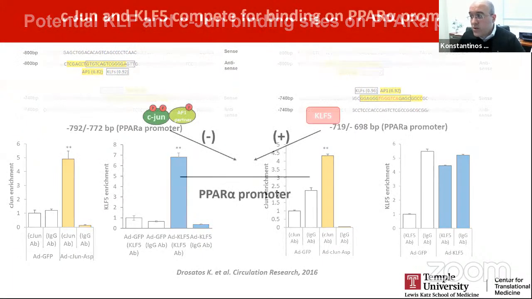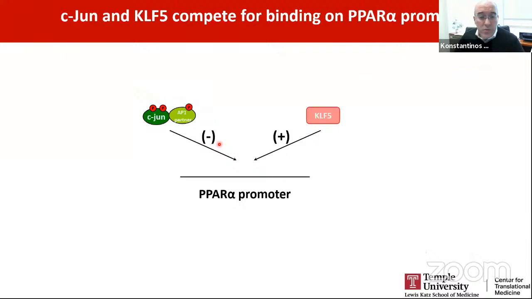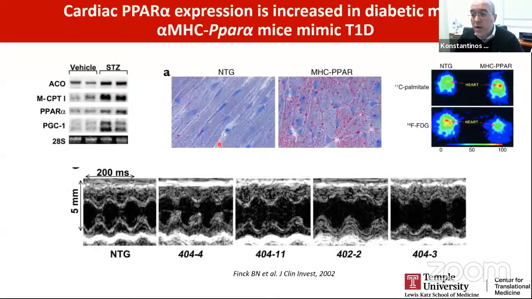And this led us to our final hypothesis, which has been confirmed and published in a paper in 2016, that c-Jun and KLF5 actually compete for binding on the same PPAR alpha promoter region. So I already mentioned that KLF5 is important for PPAR alpha, which is critical for regulation of cardiac fatty acid oxidation and fatty acid metabolism. So we started thinking about other setups, other diseases that KLF5 may be important for.